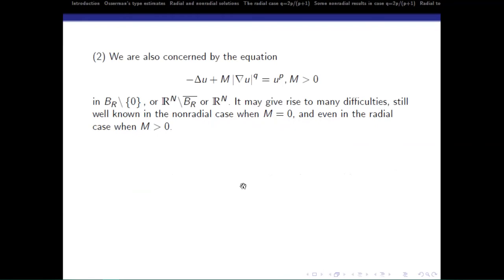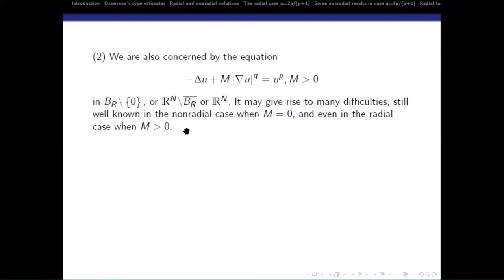We are also concerned by this equation, where now the problem is inverse. U to the p is a source term, and the gradient of u to the q is an absorption term, either in the ball minus zero, or in an exterior domain, or in R^n. This problem may give rise to many difficulties. They are still well known in the non-radial case when m equals zero, it is the Emden-Fowler equation. And even in the radial case when m is positive, the problem of a ground state is not completely solved in some cases, as shown by Serrin in an interesting paper.